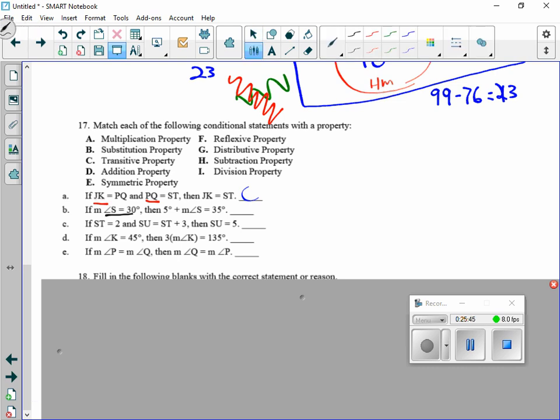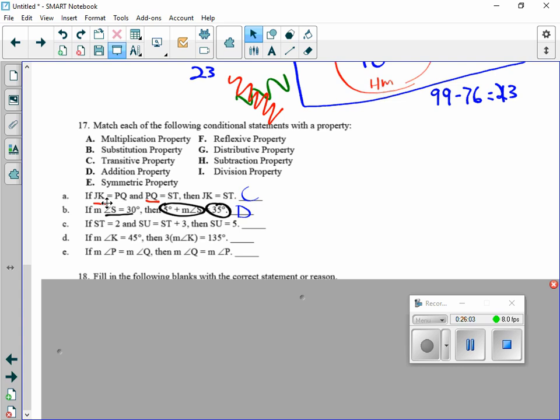All right, how about this next one? If you look at this one, it starts off with S is equal to 3. Then all of a sudden on the S side, there is a 5, and on the other side is another 5. See if you can come up with this one. That's the addition property, right? I added 5 to both sides and changed it.